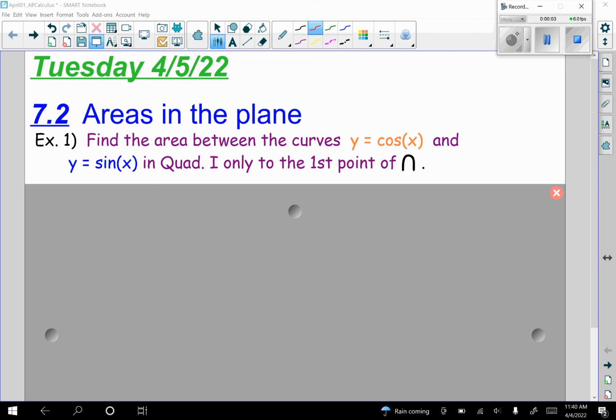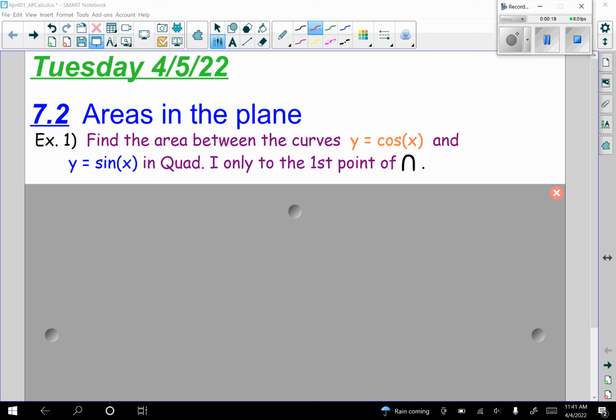Today we're going to get into section 7.2, areas in the plane, and this is going to relate to some problems that we were looking at back in chapter 5, where we were trying to use the integrals to find the area bounded between a curve and the x-axis, but now we're going to take a look at what happens when our area is bounded between two different curves.